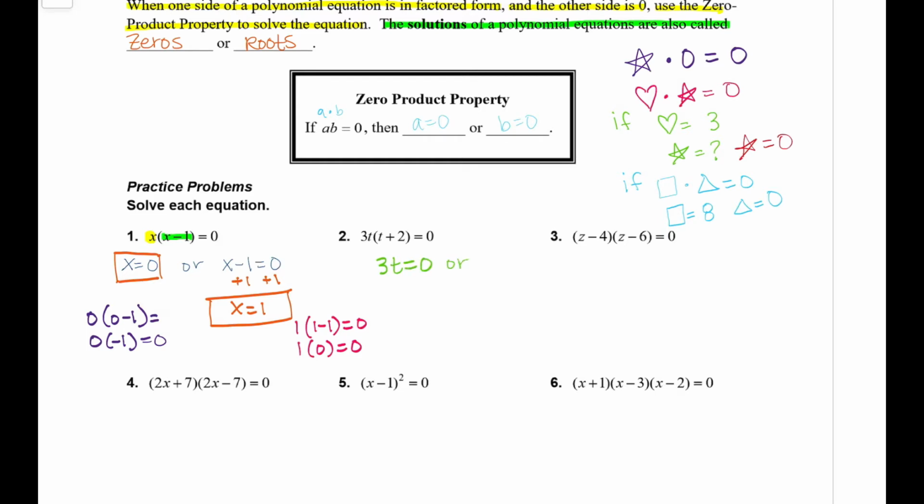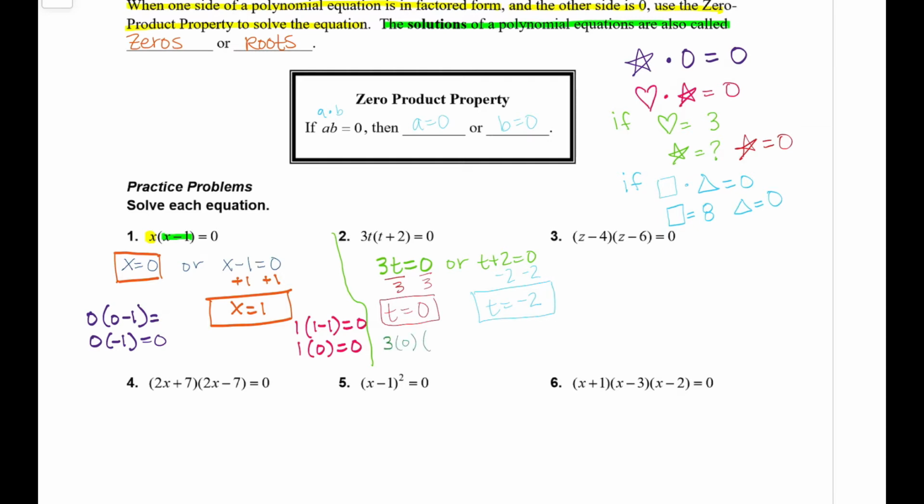On number 2, we have two things multiplied to equal 0. We have 3t could equal 0, or t plus 2 could equal 0. We're going to solve each one of these for t. Divide both sides by 3, and t equals 0, since 0 divided by 3 is 0. If I subtract 2 from both sides of the equal sign, I get t equals negative 2. And no matter which one I put into the equation, we will still get the answer of 0.